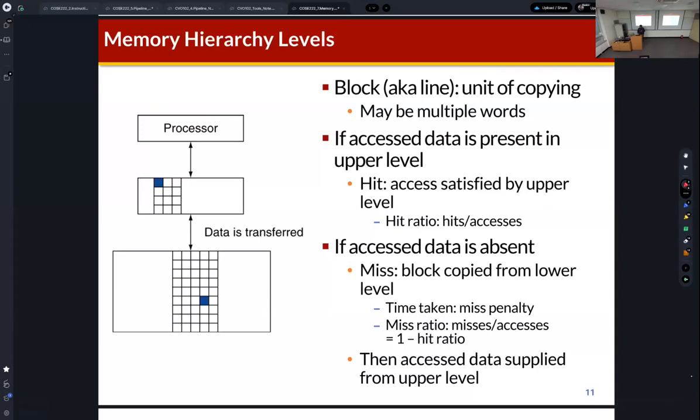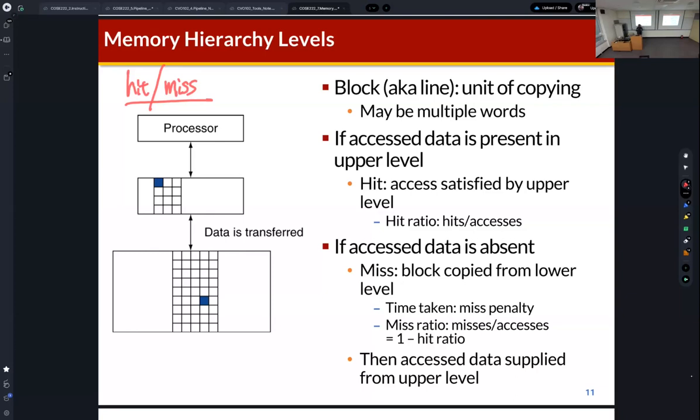In order to understand the behavior in the memory hierarchy, we need to understand how the data is requested, and also we need to understand the terminology hit and miss. Hit and miss. I actually used this terminology before, right? The branch predictor, right? So what is the hit?